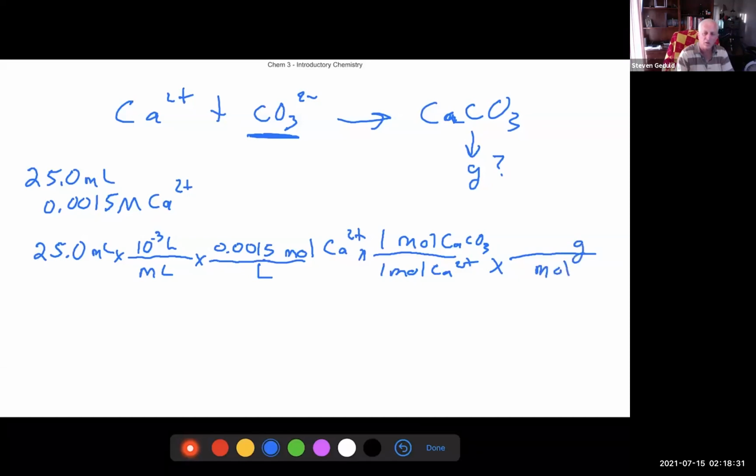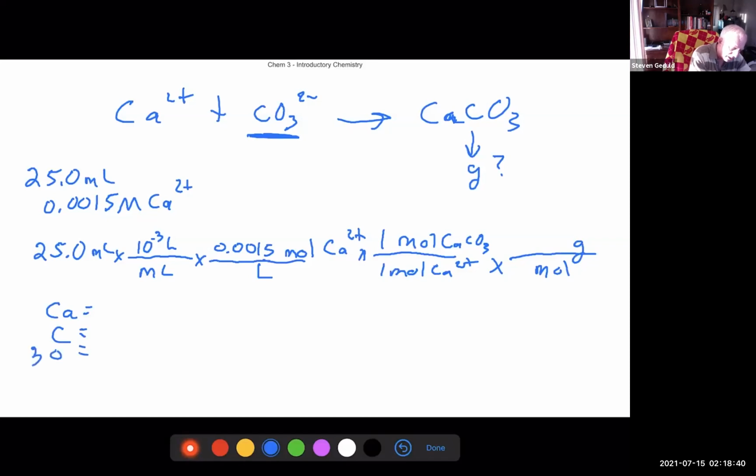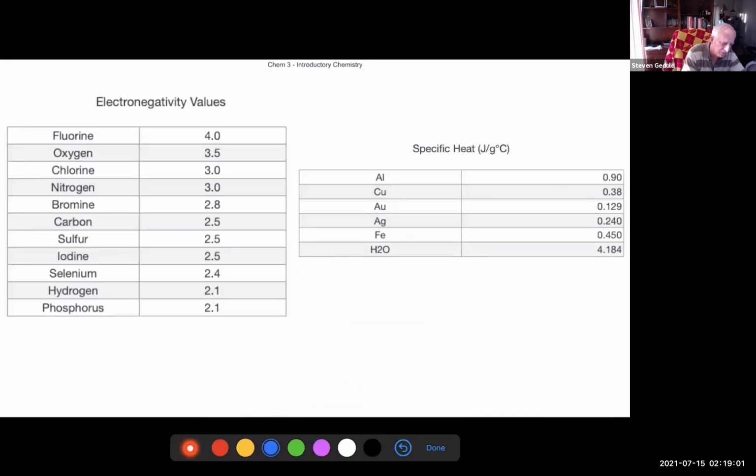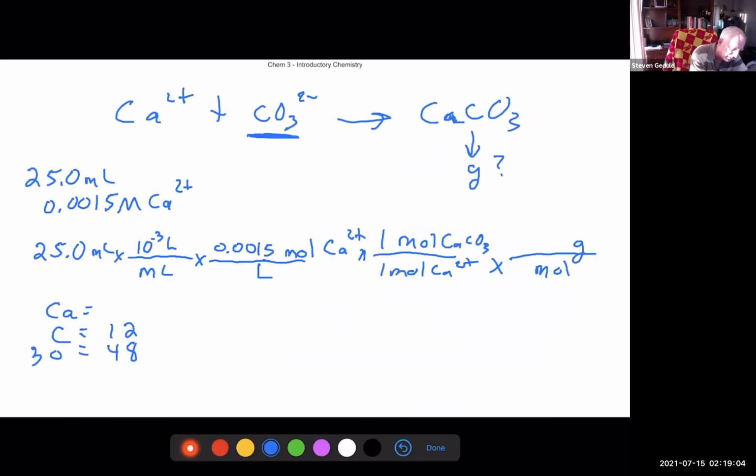And for calcium carbonate, you need the molecular weight. We have one calcium, one carbon, and three oxygens. Carbon is 12, oxygen is 16, 32, 48. And calcium, let's look up calcium here. Calcium's right here at 40.1, that's okay, we'll go with 40. Okay, so the molecular weight is 100 grams per mole. 100 grams calcium carbonate.